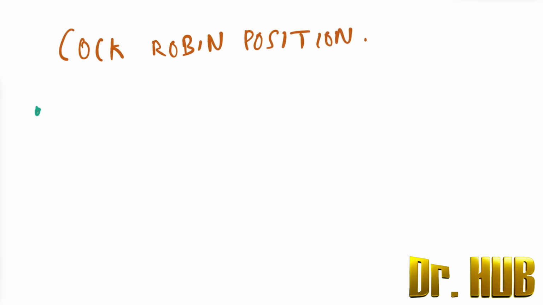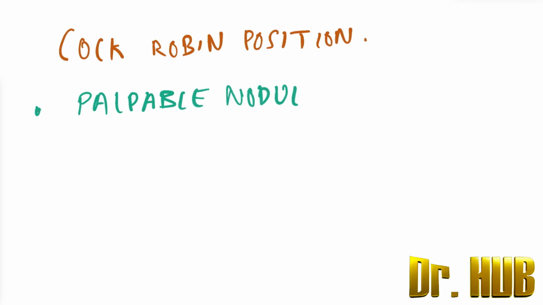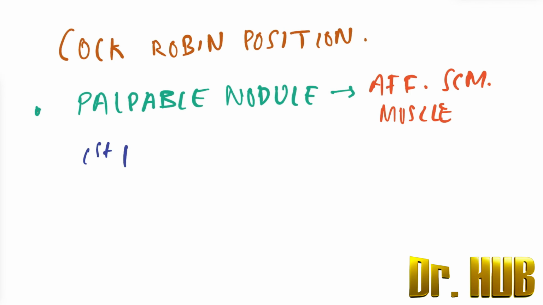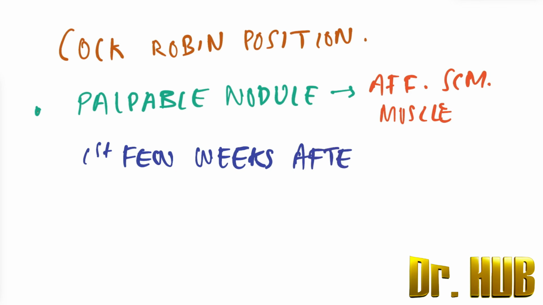Next is a palpable nodule. A palpable nodule is seen in the affected sternocleidomastoid muscle, and this is seen in the first few weeks after birth. It disappears within a few months.